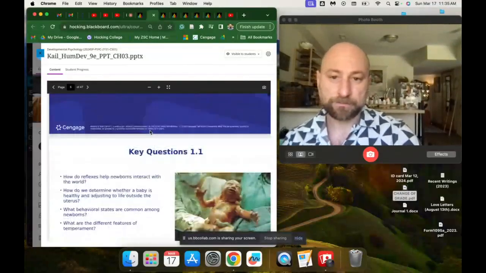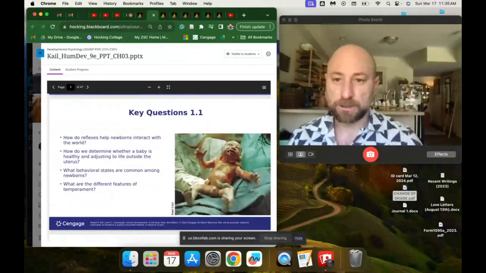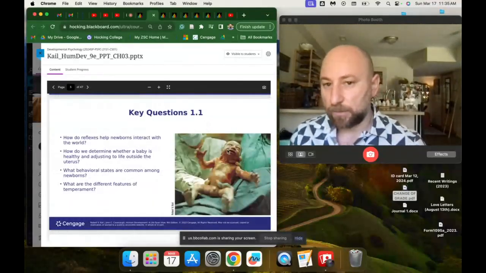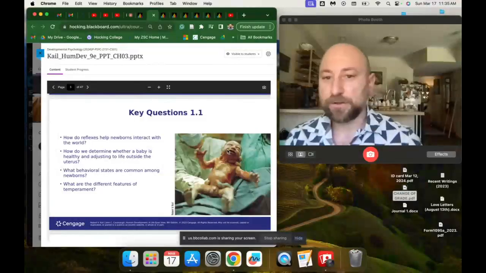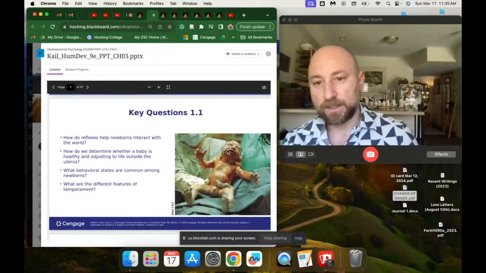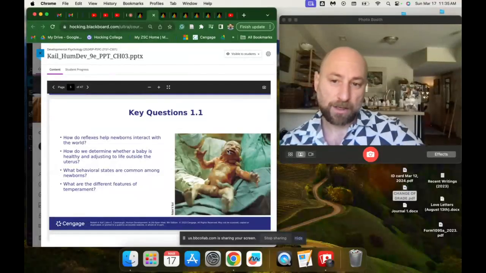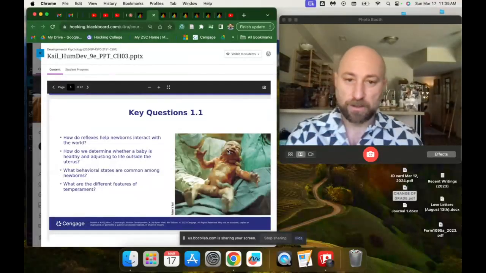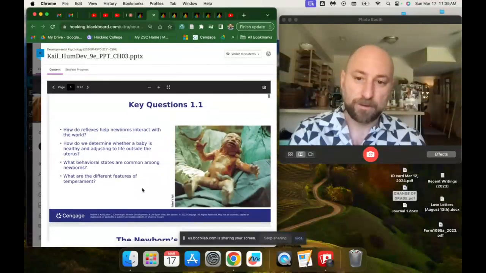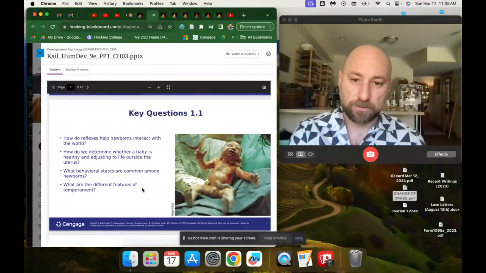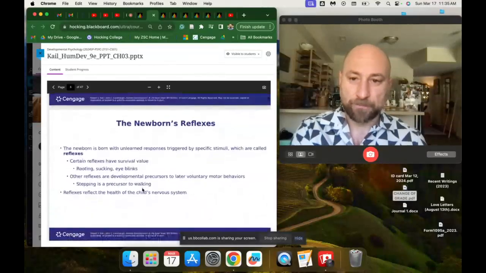All right, the newborn. Key questions. How do reflexes help newborns interact with the world? How do we determine whether a baby is healthy and adjusting to life outside the uterus? What behavioral states are common among newborns? And what are the different features of temperament? So temperament is kind of like personality. It's sort of like the beginnings of personality, or the basics of personality.